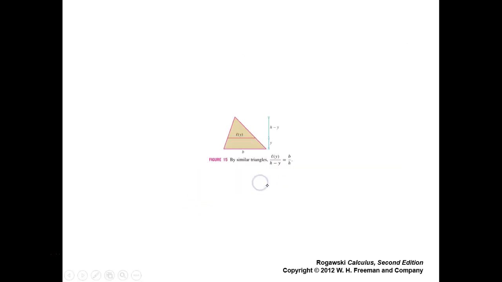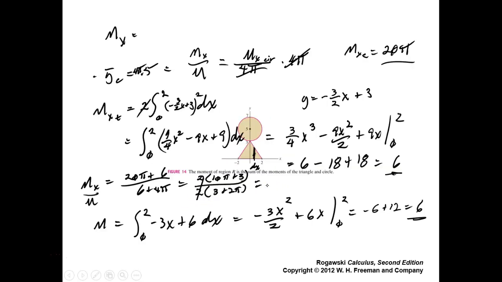Okay. And 10 pi plus 3 divided by 3 plus 2 pi. It's going to give you the same answer it does in the book. And that's about 3.71. Did you already plug it in to see? I believe it. So, sort of a messy problem, okay? Looks sort of simple, but it can get a little complicated.